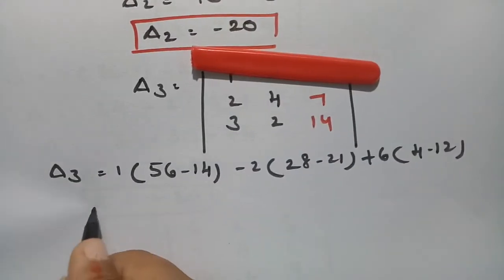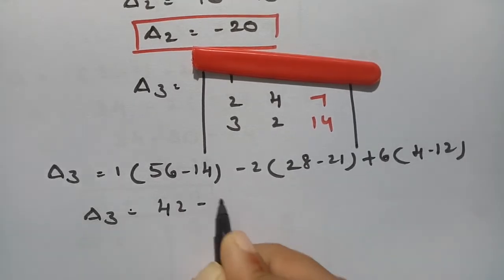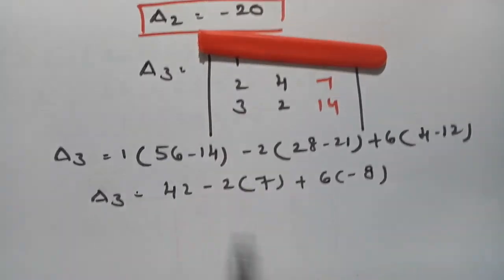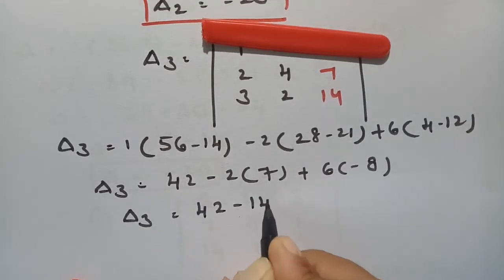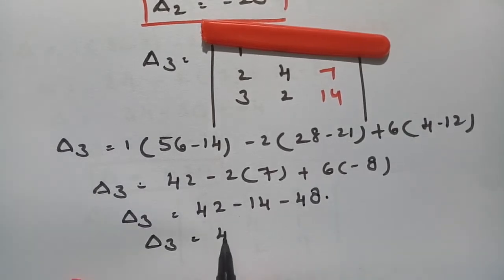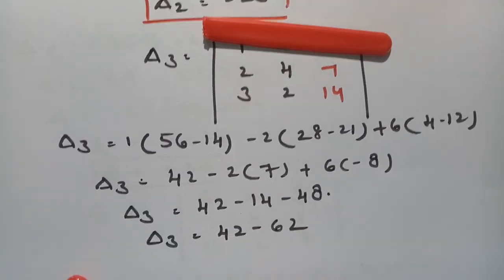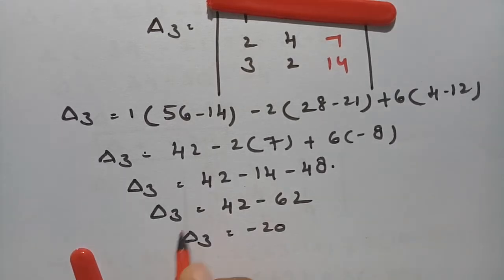So delta 3 value is equal to 56 minus 14, the value is 42, minus 2 times this value 7, plus 6 times this value 8. Therefore delta 3 is 42 minus 14 minus 48. So our delta 3 value is 42 minus, 14 plus 48, which is 62. Therefore our delta 3 value is minus 20.